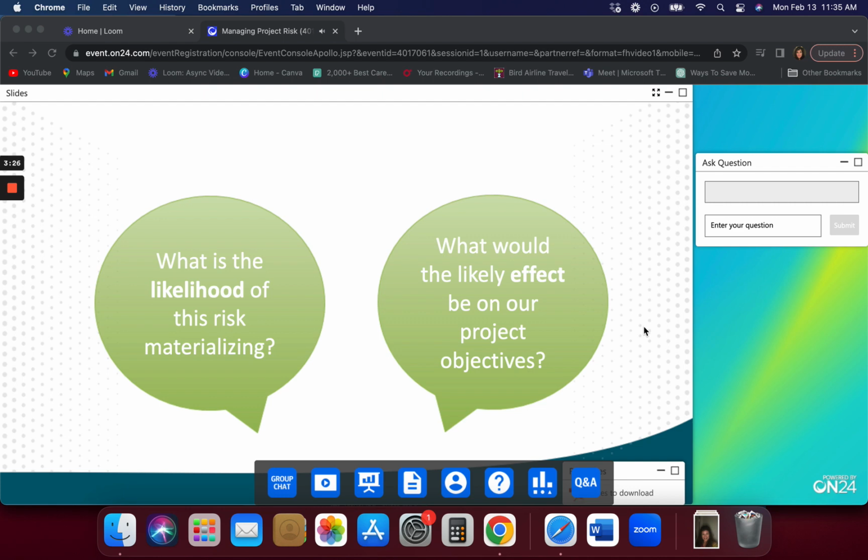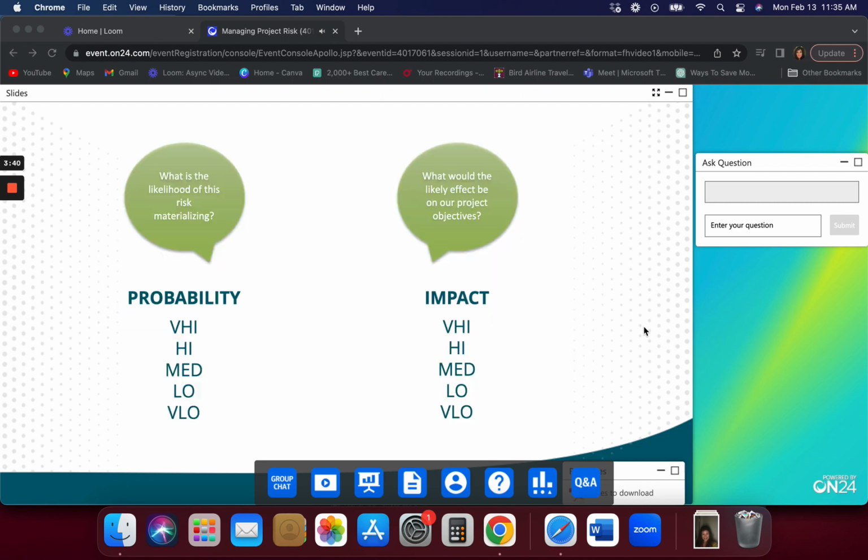The first we call probability. What is the probability of this risk? And the second we call impact. And we look at those independently. So we give them scales. So the two questions are in the bubbles to the top of the slide, and we rate probability on a 5-point scale and impact on a 5-point scale, and we label those scales from very low through low, medium, high, up to very high on both of them.